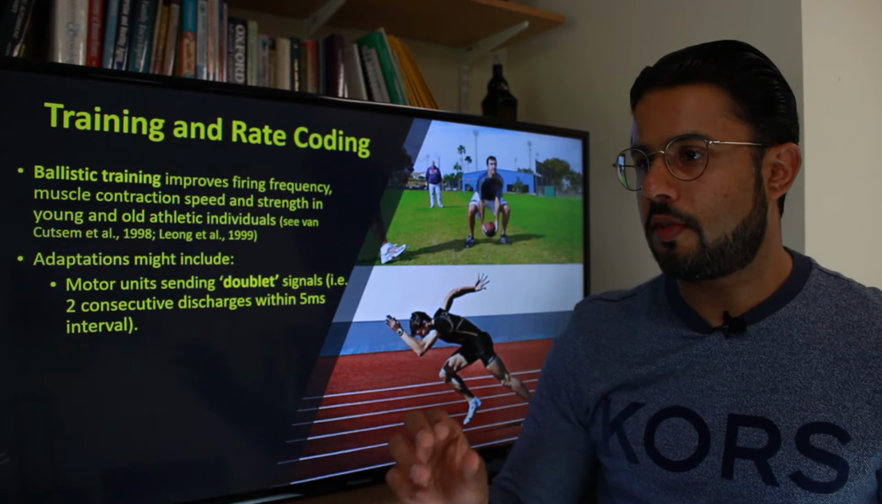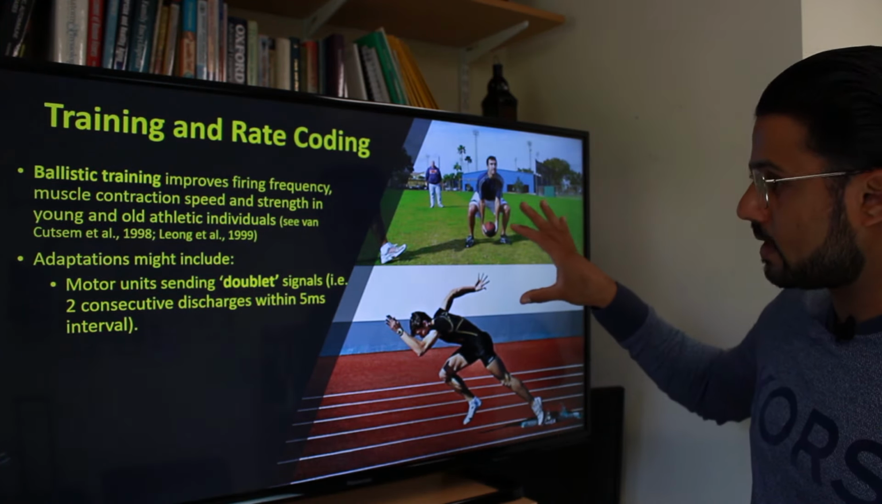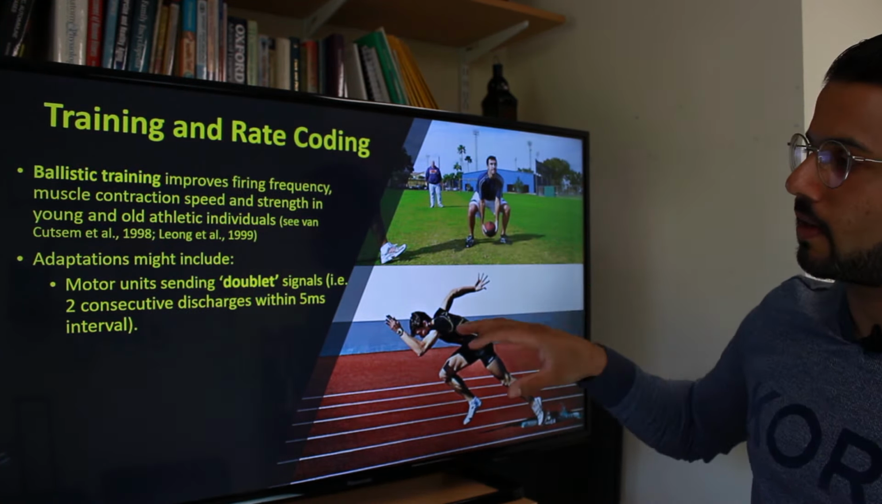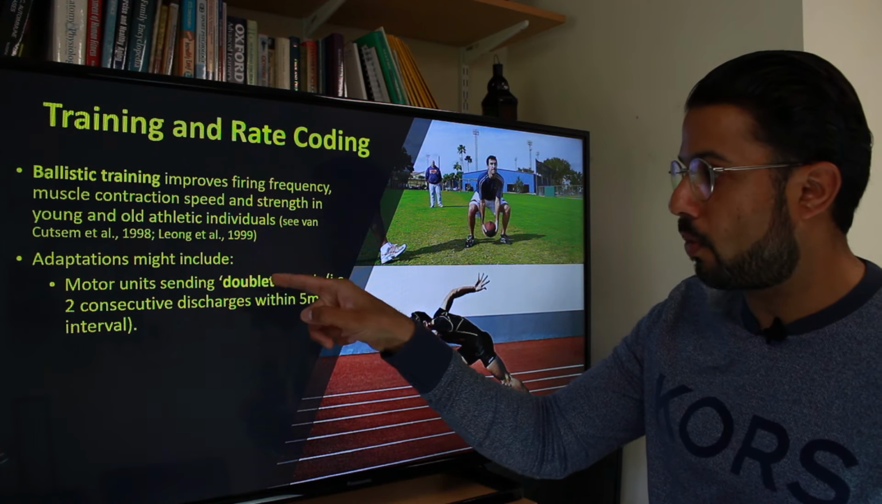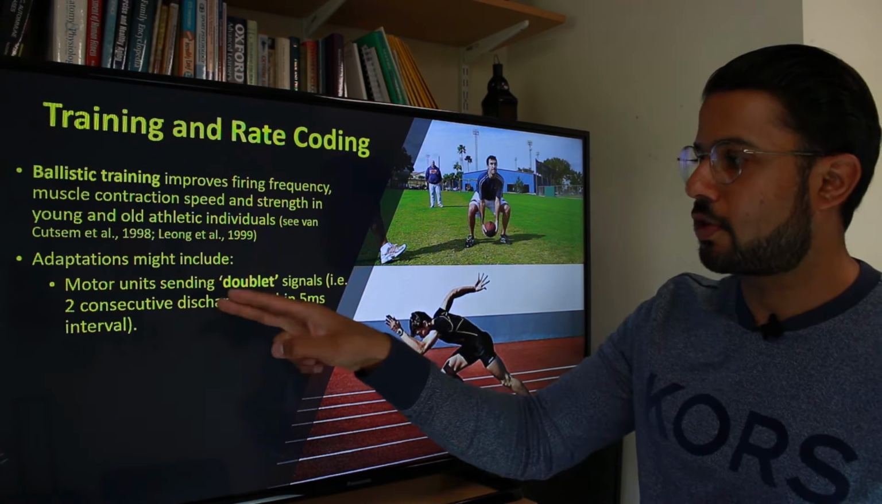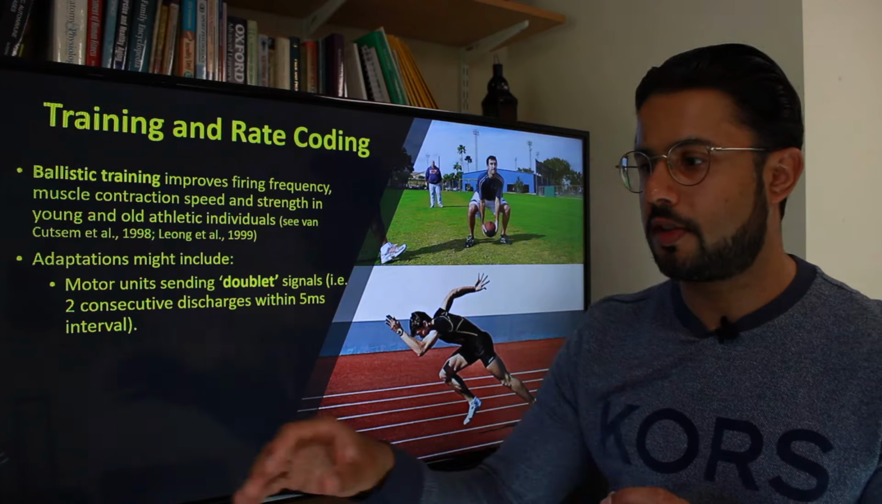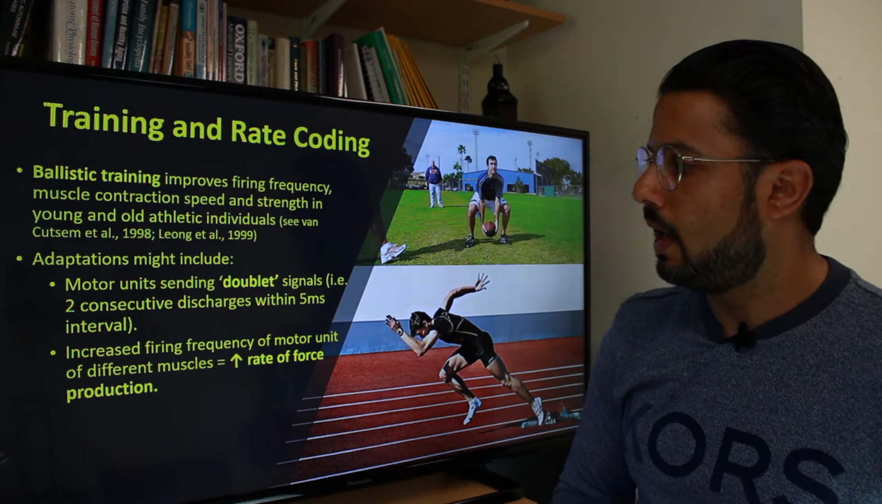So another adaptation that occurs when you do ballistic type training is that you don't just have one burst, or a couple of bursts, going through the motor units. You might have a double signal, what we call doublet signals, so 2 consecutive discharges within a 5 millisecond interval. So you almost have a doubling of the frequency of the stimulation of the motor unit. So that's one adaptation that could occur.